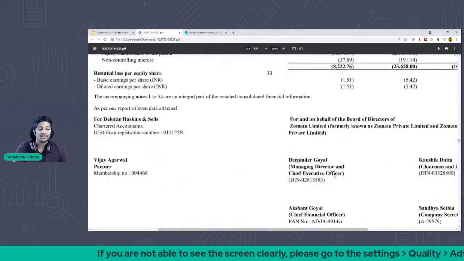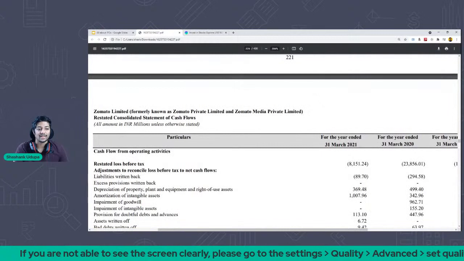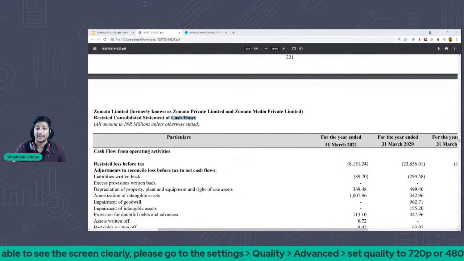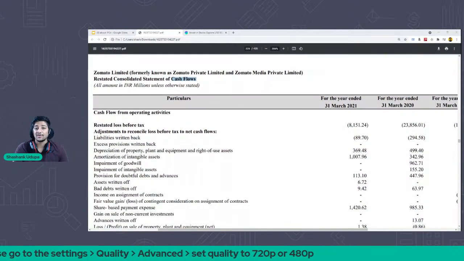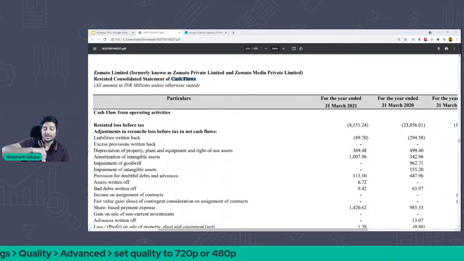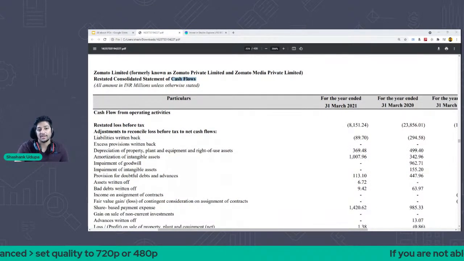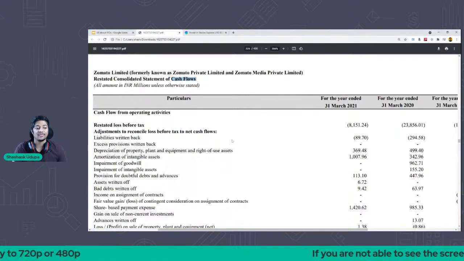Now once you read the profit and loss statement, next you have to look at the cash flow statement. So these are the three financial statements that you have to look at when it comes to an IPO. Now cash flow statement is basically money coming into the company and money going out of the company. That's what it is, right? Now how is the money coming in, where are they using it?